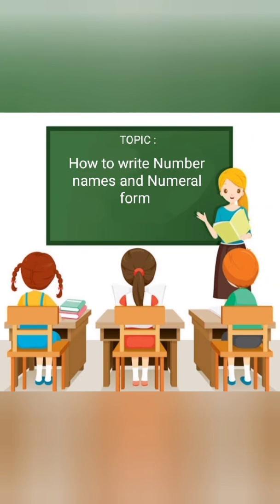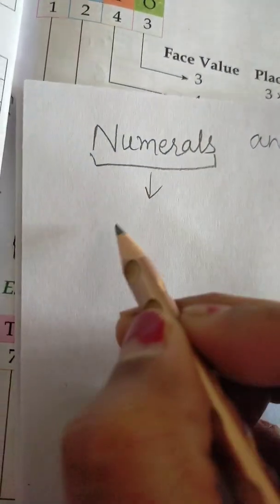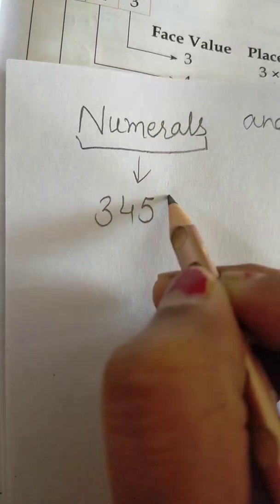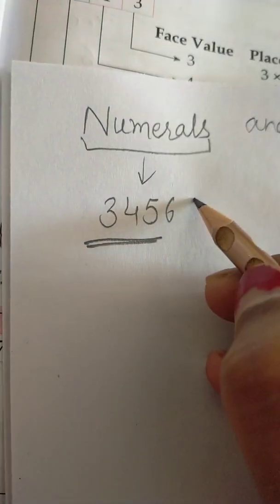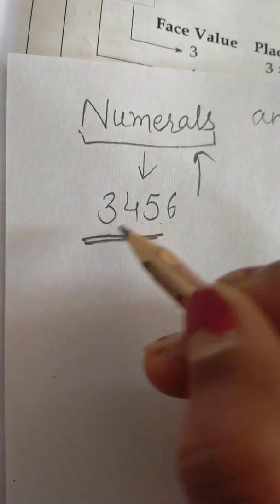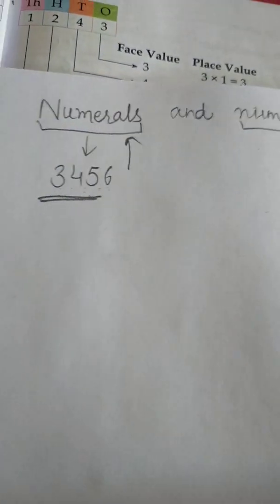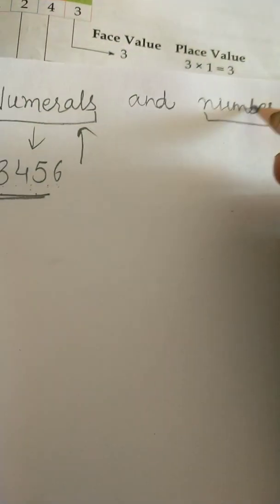Topic for today's video is how to write number names and how to write numeral form. What are the numeral form and the number names form? When we write the number with the help of the digits, this is numeral form. If this number is written with the help of the English alphabets, English words, that is called number names.